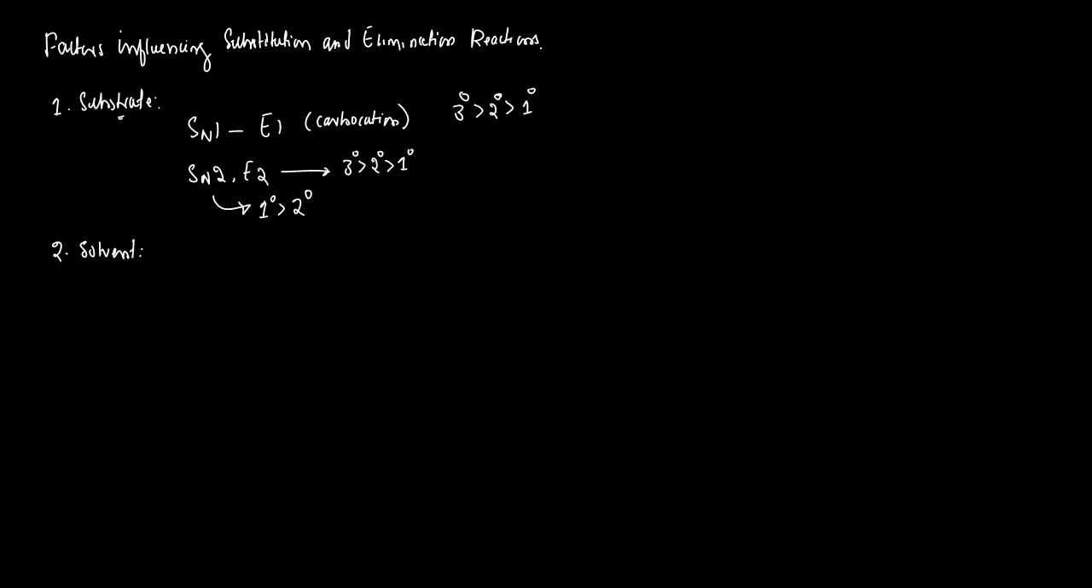The second factor is solvent. Both for SN1 and E1, where the first step is slow and requires ionization of substrate, polar protic solvent promotes both SN1 and E1 mechanisms. Polar protic solvents include methanol and water. And as far as SN2 and E2 are concerned, we usually require a strong nucleophile for SN2 and a strong base for E2, and there is no need for solvent polarity. The third factor is nucleophilicity.